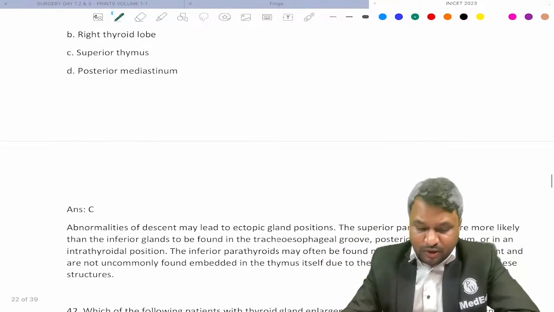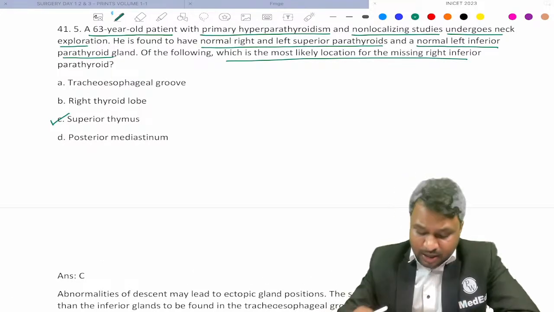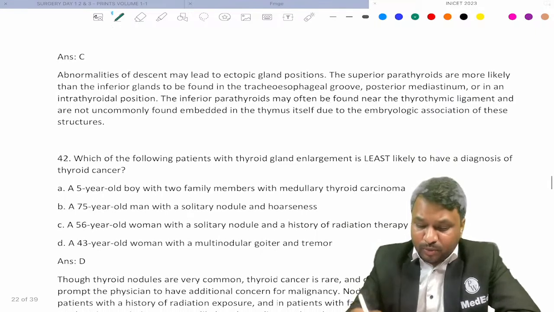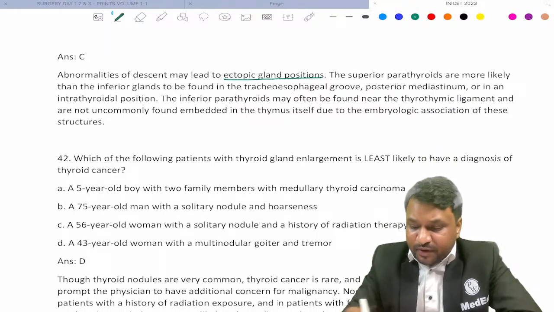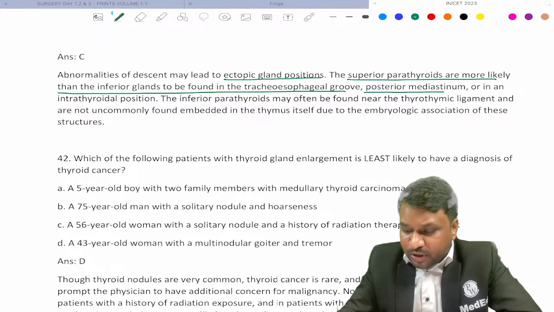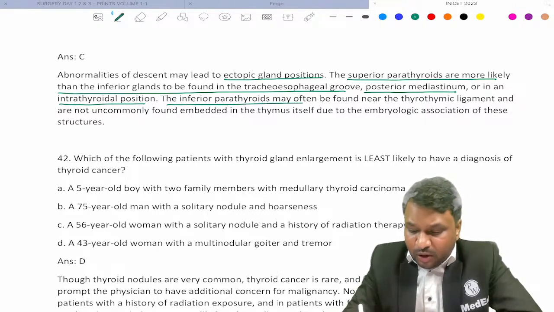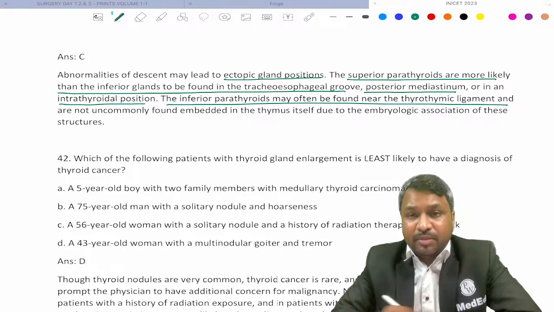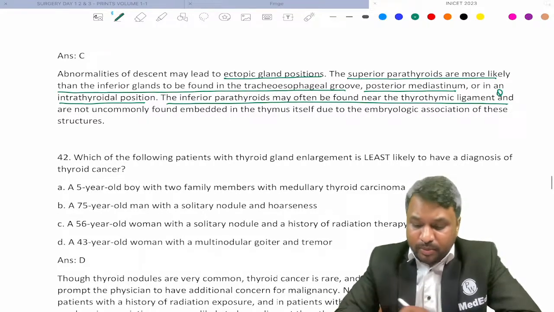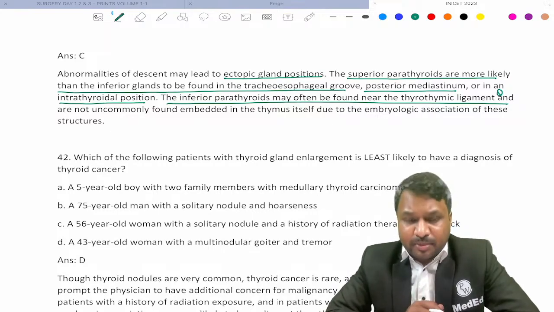Remember, in terms of abnormalities, it will be found at the level of the superior thymus, right? So basically they're asking you about ectopic gland position. I've already given you that the superior parathyroids are more likely than the inferior glands to be found in the tracheo-esophageal groove, in the posterior mediastinum, or in the intrathyroidal position. The inferior parathyroid may often be found near the thyrothymic ligament and uncommonly embedded in the thymus itself. So that is why for the inferior gland, always look in the thymus.